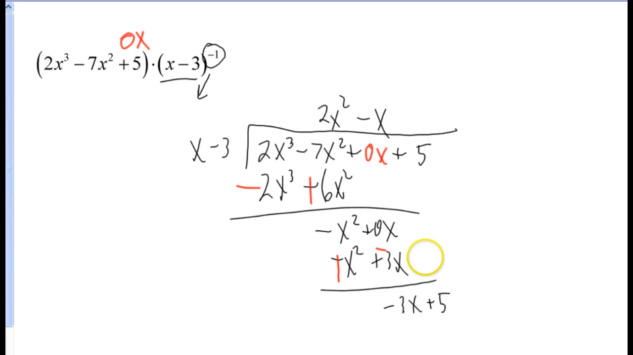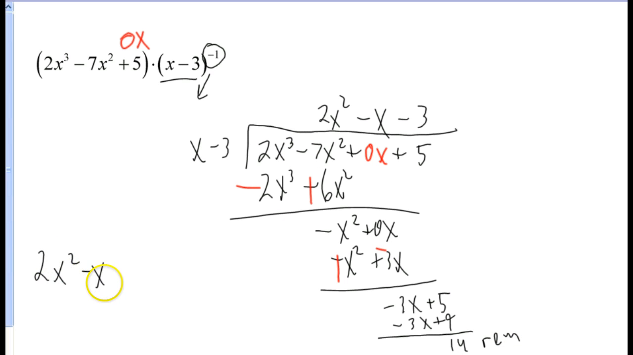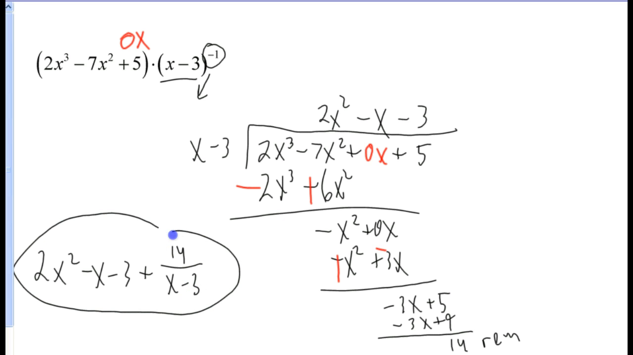And x times what is negative 3x, so I'd say minus 3. And we have negative 3x plus 9. We get 14 is our remainder. And so our final answer would be 2x squared minus x minus 3 plus 14, our remainder, divided by the divisor of x minus 3. So again, we did not find a factor. If that was 0, we would have found a factor here.